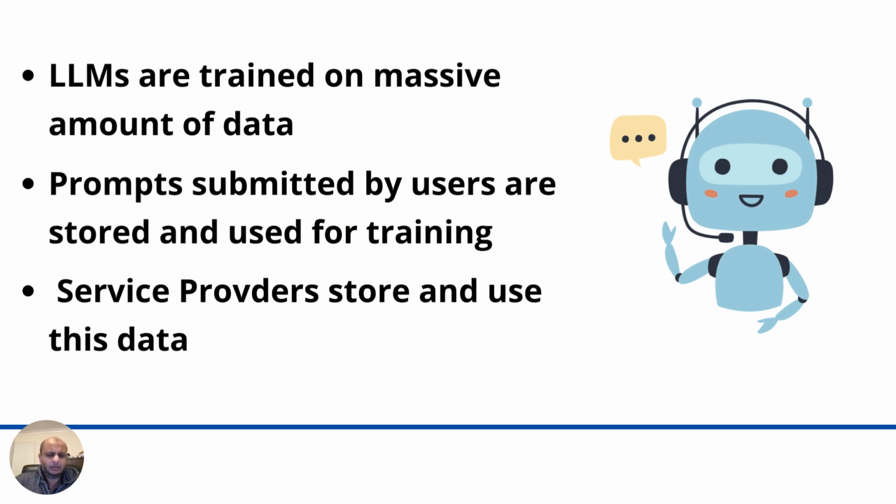Because LLMs are trained on massive amounts of data, okay? And even the prompts which users are submitting are stored and used for training. Sometimes people just submit sensitive data, and the service provider, like OpenAI, stores and uses this data. So you can imagine what will happen, right? All this data is being stored, and you don't know where it is being stored. What are the controls?